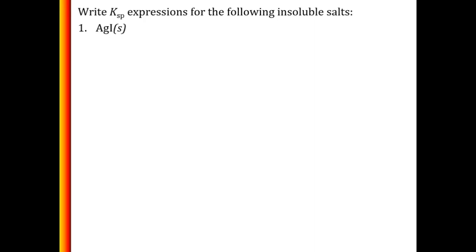The first one is silver iodide. First, we have to write out the equilibrium reaction. Here we have solid silver iodide in equilibrium with Ag+ and I-. To write a Ksp expression, we write Ksp is equal to the products over the reactants, and since our reactant is a solid, we don't write it in the equation. So it's just the product of the concentrations of our products over 1, and we don't really have to write the 1. That becomes our Ksp expression.